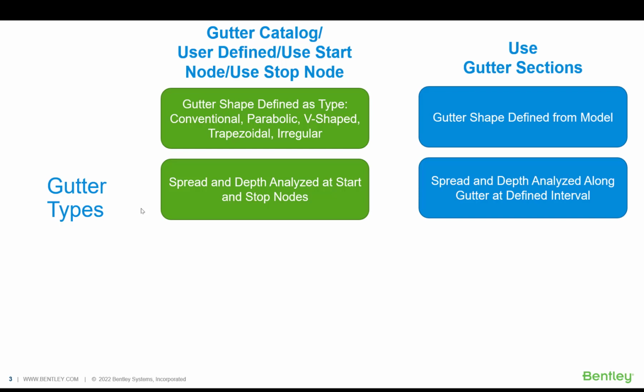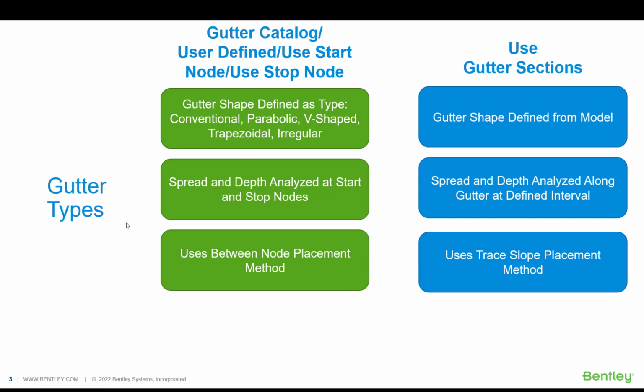Now, for both methods, we are always going to be calculating the spread and depth at the upstream side of each catch basin. However, if we use gutter sections, we can additionally get information along the section of the gutter. So we can specify an interval, and that's going to cut a section along the gutter segment at that interval, and we'll be able to calculate a spread and depth at each one of those sections and analyze what's happening between the two inlets.